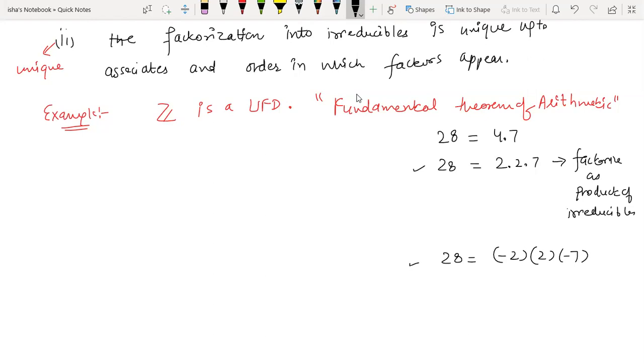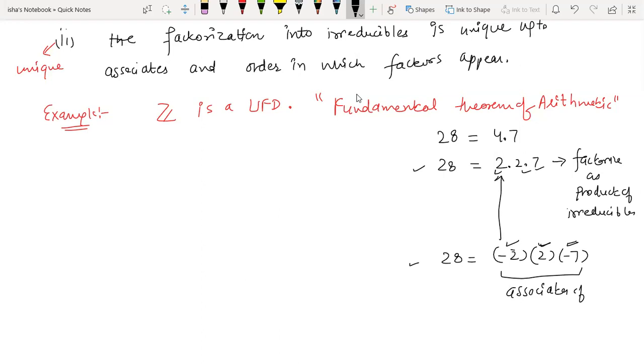That is true, they both are different factorizations, but if you just consider the way you have factorized, the new factorization does not involve new primes. The new factorization does not involve new irreducible elements. These are just the associates of the previous ones. This minus 2 is the associate of 2. 2 is the associate of 2. Minus 7 is the associate of 7.